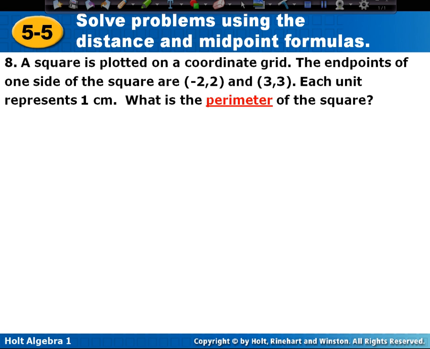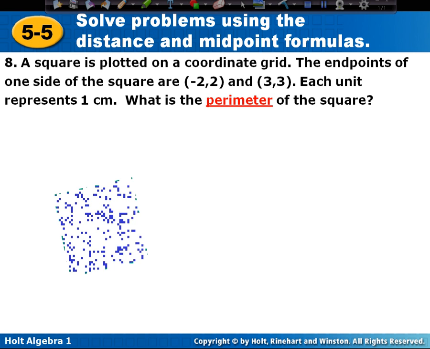This one's probably the hardest problem that we're going to look at, but the EOC at the end of Algebra 1 loves to put questions like this on there because of the fact that it tests multiple things at once. You have to know what a square is, you have to know what perimeter means, and you have to know how to find the distance of 2 points.